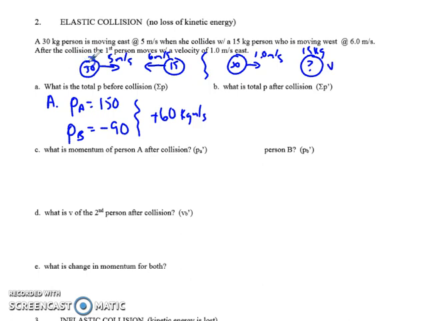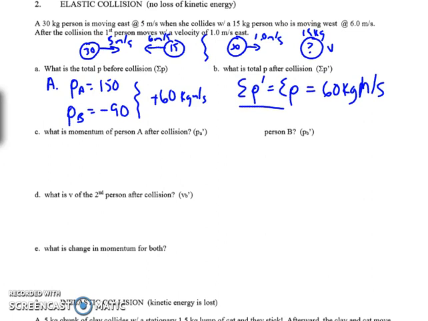So how do we figure out the total momentum if we don't have the individual momentums after? Well, we use the law of conservation of momentum, which says sigma p prime, what we're looking for, equals sigma p, and we found sigma p earlier, so it's very simple, 60 kilogram meters per second. And you need to write this equation here in order to justify that. All right, now that we know that the total is 60, we can now look at the 2 parts afterwards.